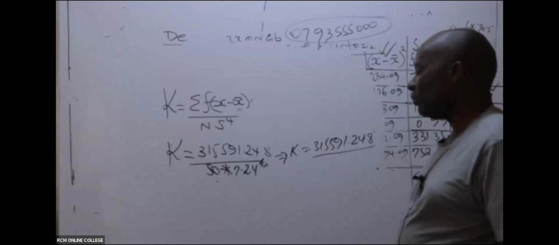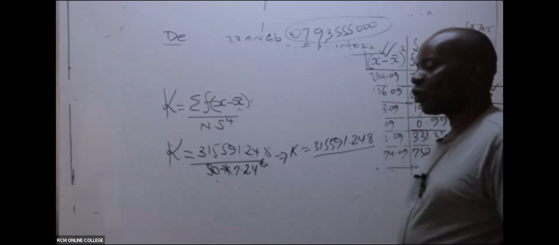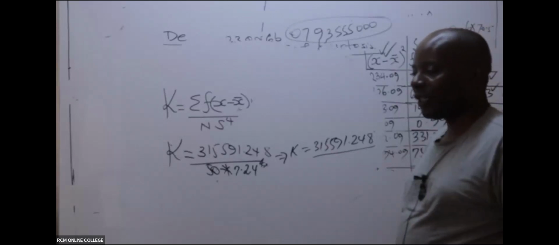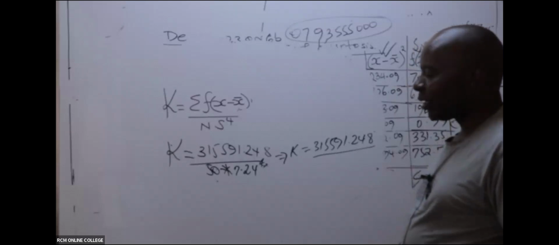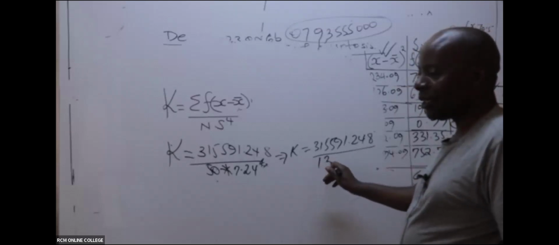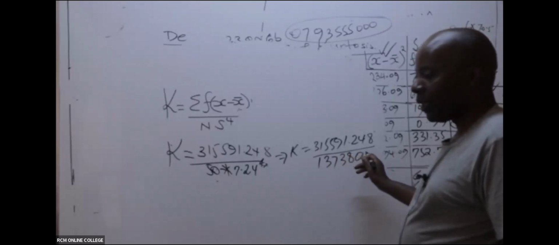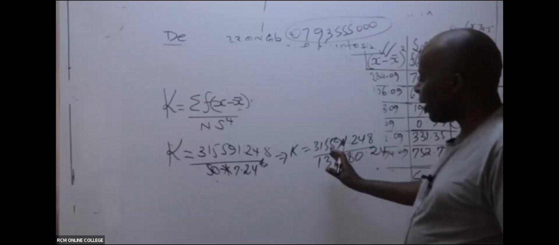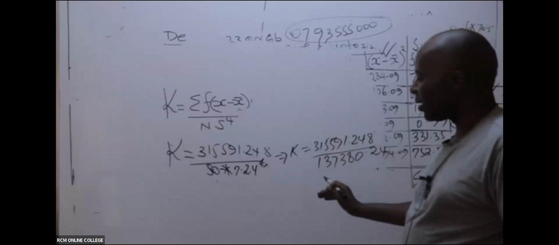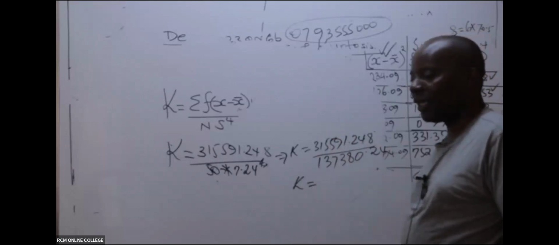Quite a huge number. Raised to power 4. So according to Sharon, it's supposed to be 137,380.24. And then now you divide. So you divide, take this divided by this. What answer are we getting for our K?